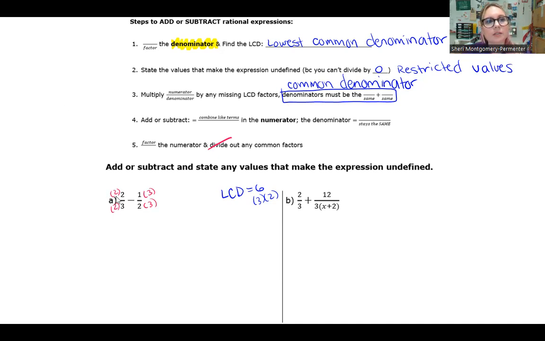I can evaluate. 2 times 2 is going to be 4 over 6 minus 3 over 6. When the denominators are the same, they will stay the same in your answer. And I just combine like terms in the numerator. 4 minus 3 is 1. So my answer is 1/6.